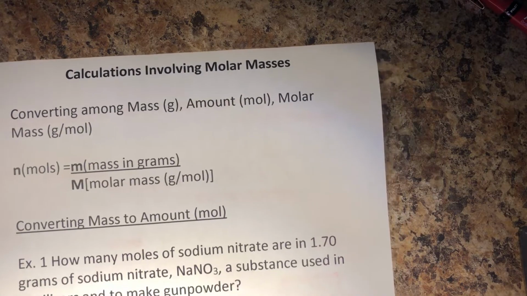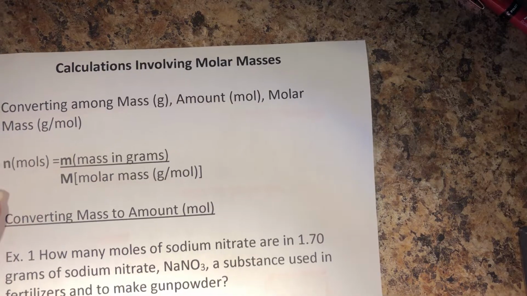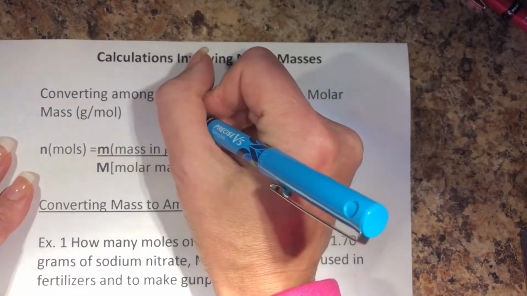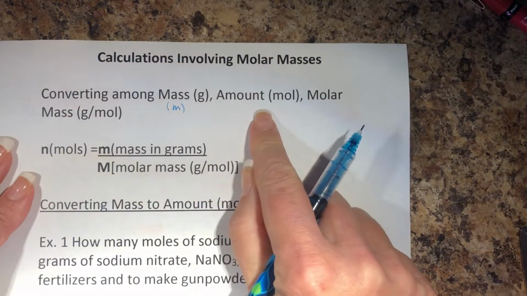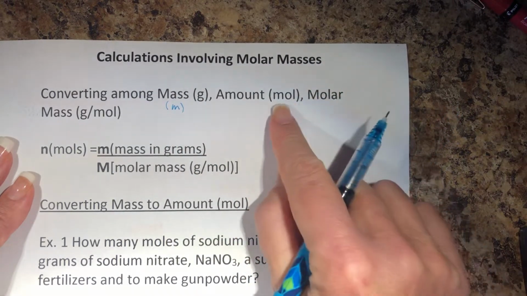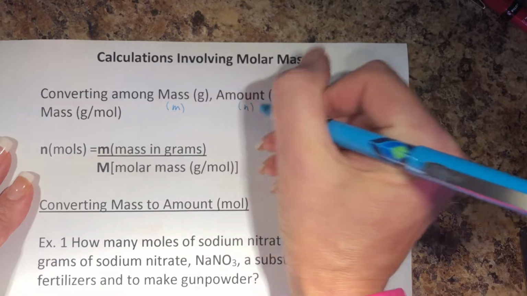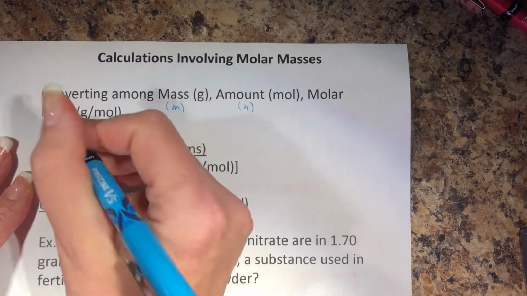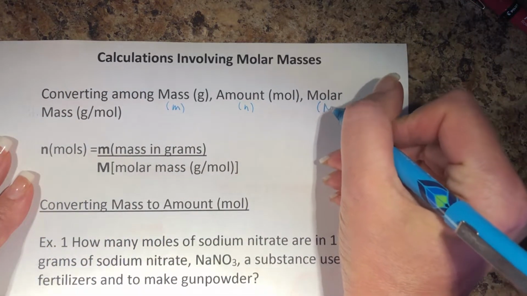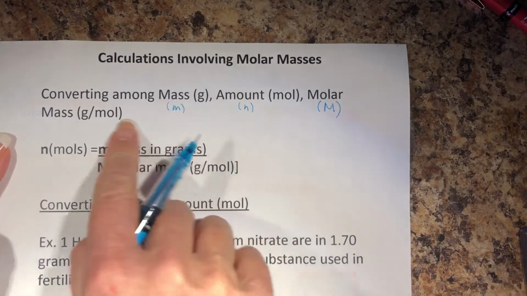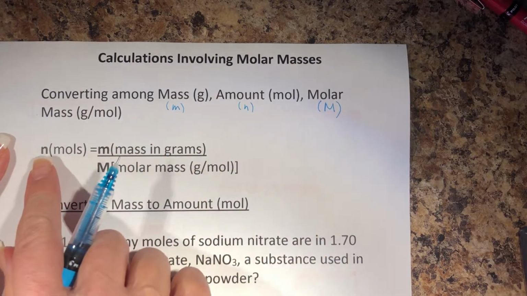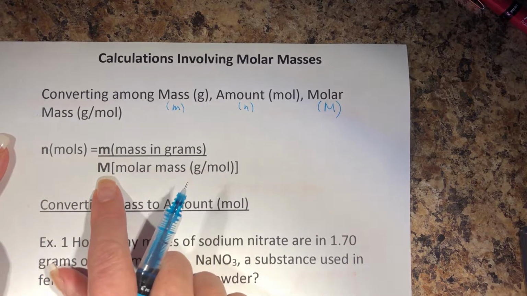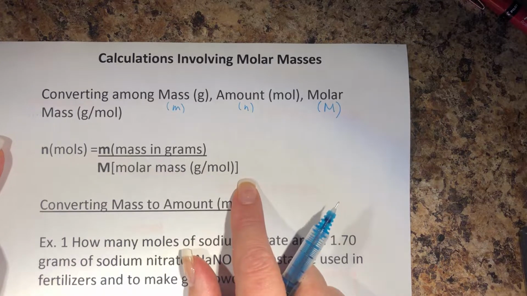We use the molar mass to help us convert between mass in grams, and the symbol for mass is lowercase m, amount, and the unit for amount is the mole, and the symbol for that is lowercase n, and molar mass, and the unit for that is grams per mole, and the symbol is capital M, as we've seen. So in order to convert between those, we use this formula. Moles, or the amount, is equal to the mass in grams divided by the molar mass in grams per mole.